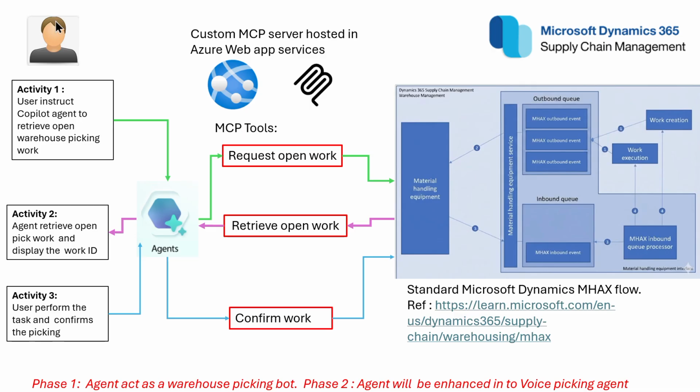Here the user will submit some instruction to retrieve the open warehouse work IDs. MCP will execute the respective tool, retrieve the work ID, and send it back to the agent. Then the user will perform the activity and submit back the picked information, and MCP will consume the confirm work tool and push the data back to Dynamics 365.